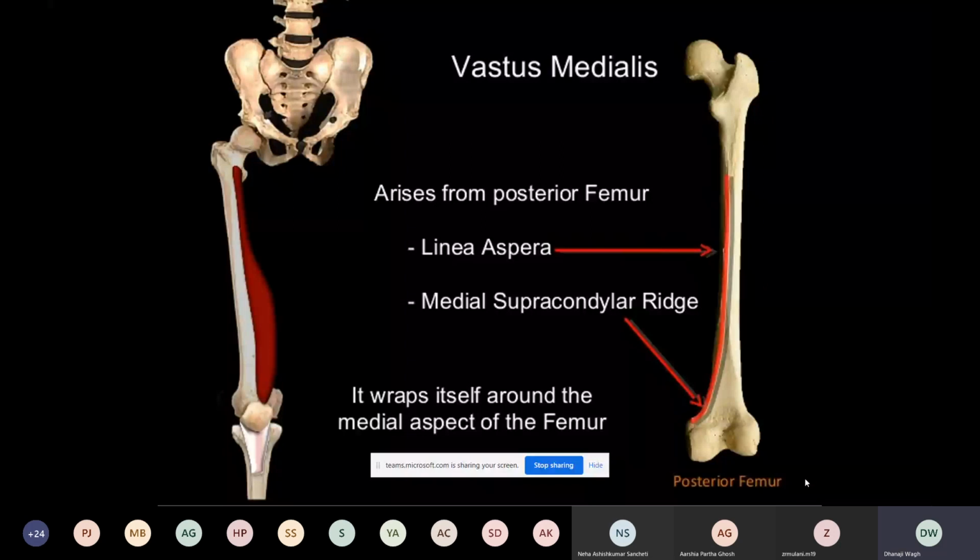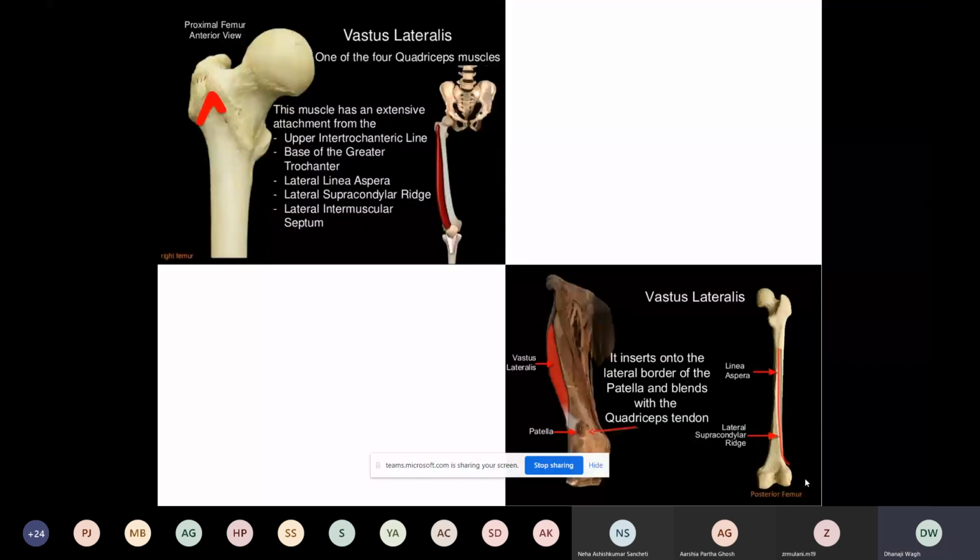Vastus lateralis, it is one of the quadriceps muscles. Attachment from the upper intertrochanteric line, base of the greater trochanter, linea aspera laterally, then lateral supracondylar ridge, then lateral intermuscular septum.